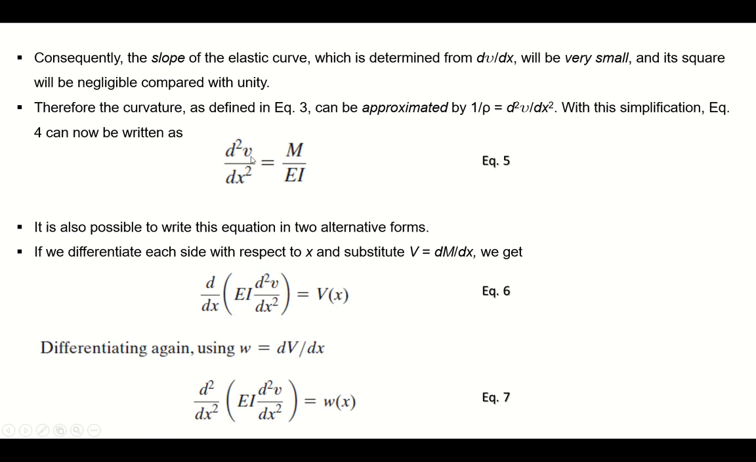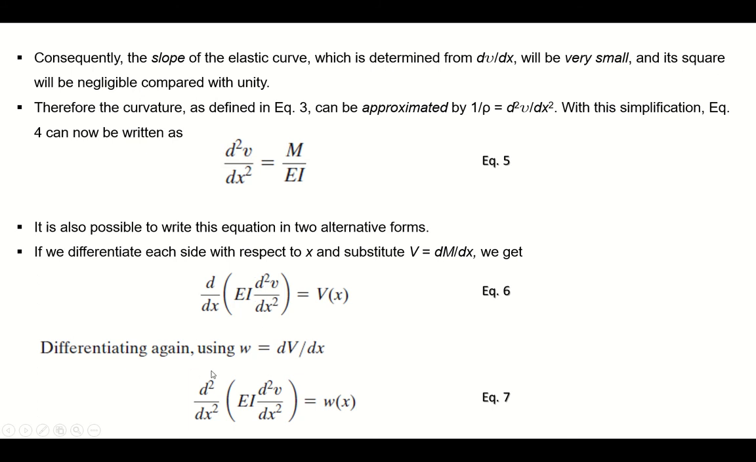Now we have to solve this, because this equation is in terms of bending moment. It is possible to write this equation in two alternative forms. If we differentiate this, keeping in mind that it is already a second order differential equation, d square mu by dx square, it will become third order, d cube, and it will be equal to the shear force in terms of x. The bending moment, when differentiated with respect to x, equals the shear force, and EI, which was in the denominator, goes to the other side of the equation and will be in the numerator.